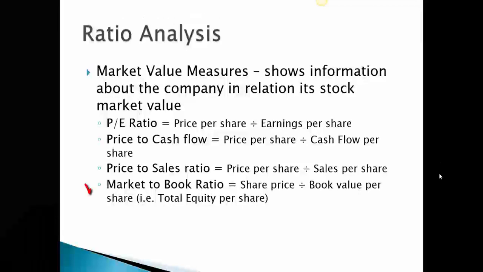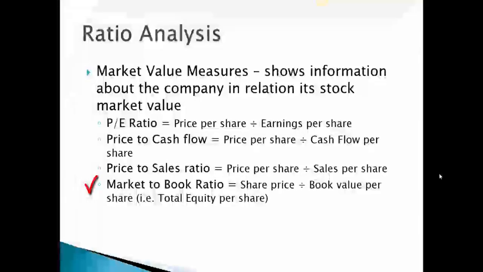And finally, the market to book ratio looks at how highly the market thinks of a firm. The more they're willing to pay for those firms' earnings, the more value the market places on the firm, the higher this number will be. So it's defined as the share price divided by the book value per share, or another way of saying that is the total equity per share. The higher that number is, again, it's an indication that the managers are better able to use the assets they have in place to generate income and earnings.